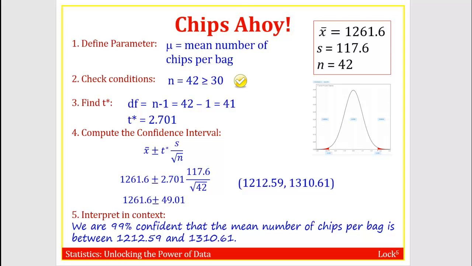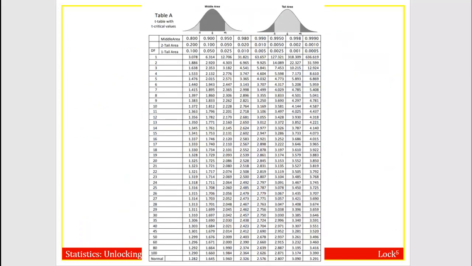Now again, on the exam, you're not going to have StatKey to help you find t star values. So let's look at how we would find t star using Table A. So here's what Table A looks like. To find a t star value, we're going to look for the row for the number of degrees of freedom that we have, and we're going to see where that corresponds with the middle area for the level of confidence that we want to have.